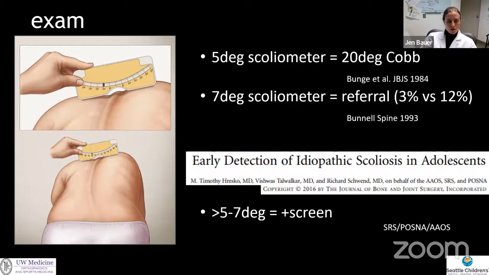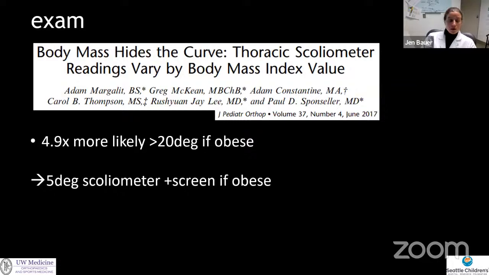So for us, we consider our various societies, the Scoliosis Research Society, the Pediatric Orthopedic Society of North America, and the American Academy of Orthopedic Surgeons have determined that a scoliometer greater than 5 to 7 degrees is considered a positive screen, and these patients should be sent to an orthopedic surgeon. Now, there are problems with this because a larger body mass will hide this, so we're much more likely to miss it with a larger body habitus. So if it's 3 degrees with a larger body habitus, maybe that's someone that we should be seeing. Or at least by 5 degrees.